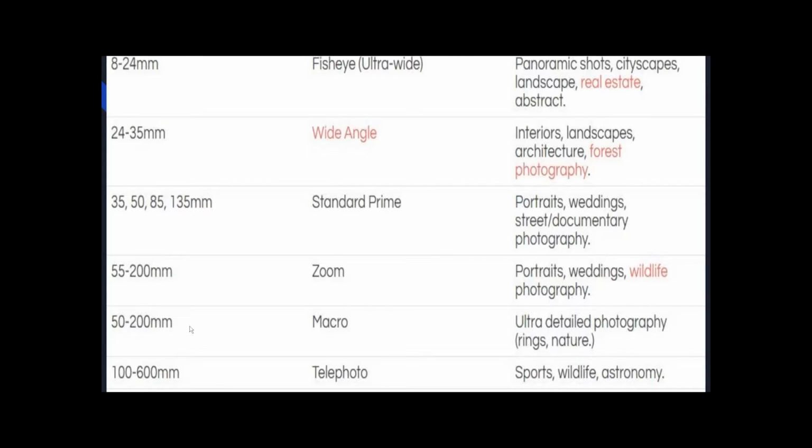Again, you're looking at macro lenses then. Okay, so macro lenses will be for finding shots of insects and bugs and all that sort of stuff, for rings and nature. It's kind of like a microscope look to the photo.